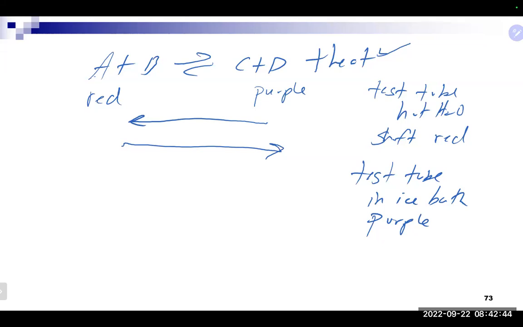So this is a way, just experimentally, if you weren't sure if it was exothermic or endothermic, you could do two very simple experiments. You actually only probably need to do one, but you can do two to verify, and they both should agree with each other, even though they gave different results, right? One gave red, one gave purple. But the idea behind what should happen when you increase or decrease the temperature allows you to understand whether it is exothermic or endothermic. Any questions on that there?